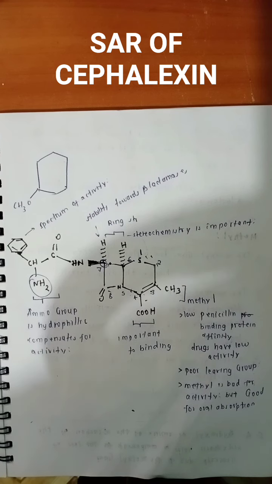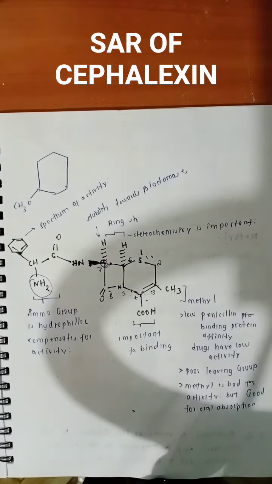Number 2, the methyl is a poor leaving group. What does that mean? That it does not easily detach from the molecule. And if it doesn't easily detach from the molecule, then it's not going to bind very well to the molecular targets. The methyl actually is a bad group, is very bad for activity.